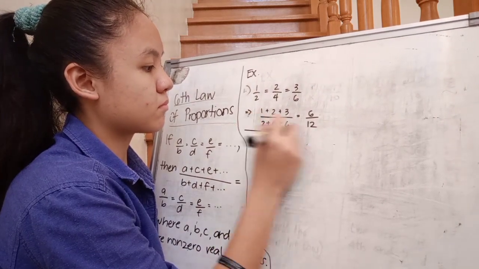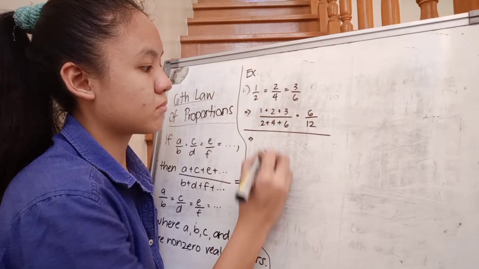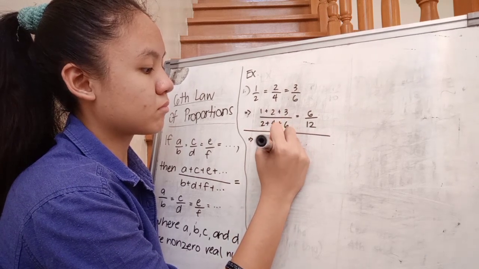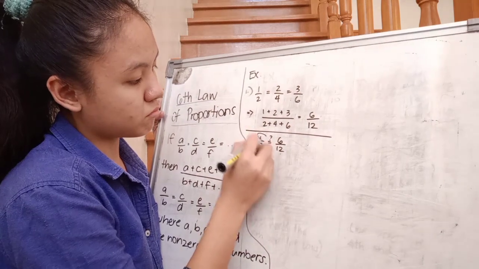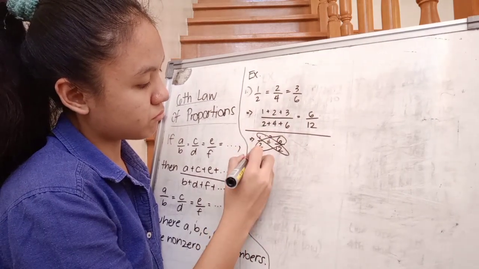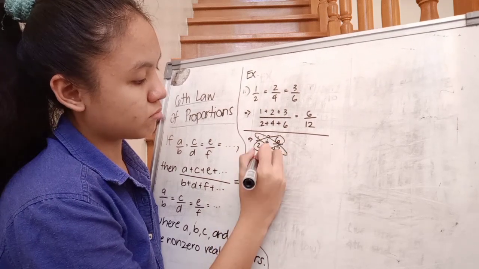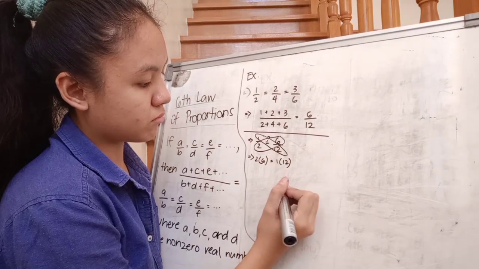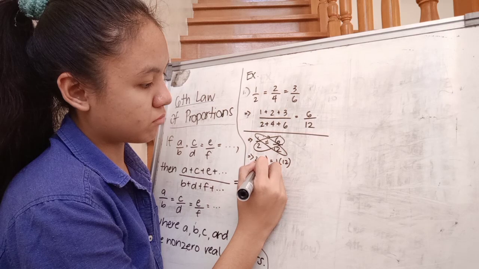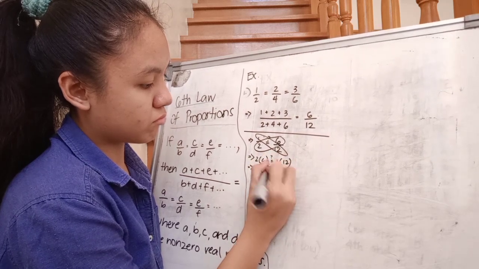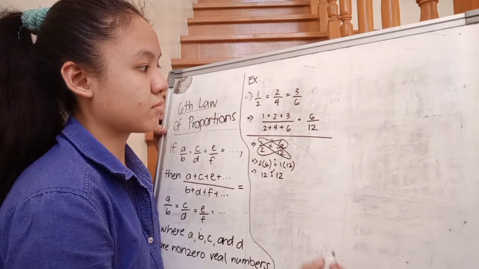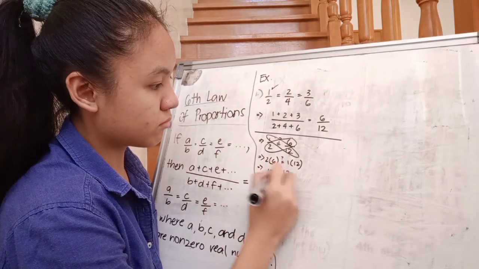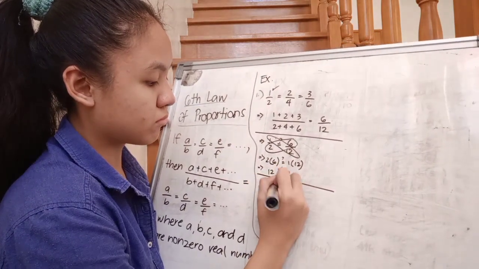To check, 1/2 is equal to 6/12. Using the first law, cross multiplying 2 times 6 and 1 times 12. So 1 multiplied to 12 and 2 multiplied to 6, they are both equal to 12. Therefore, 1/2 and 6/12 are equal and proportional.